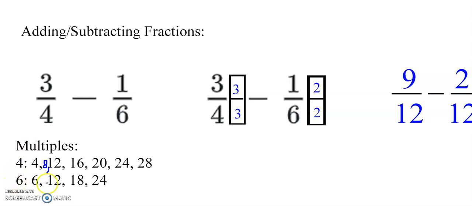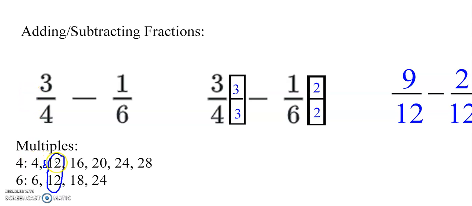Same thing with 6: 6, 12, 18, 24. I usually go 4 or 5 out just to see what I'm getting. Now this one's interesting, right? Because if you take a really good look, we've got 12 and we've got 24. Now you can use either one, but in this case, we want to use the least common multiple, and that's 12. That way we don't have to spend time reducing fractions after we get our answer. So I could use 24 as my denominator. As long as I reduce, I'm going to get the same answer.